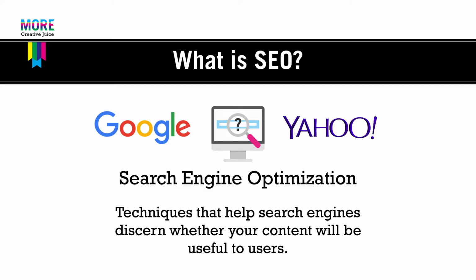But let's get to what is SEO. People ask that question a lot. It stands for search engine optimization, and basically SEO are techniques that help you be seen in search engines. It helps the search engines discern whether your content will be useful to its users. Search engines like Google and Yahoo, their little robots, are looking for content that will make a relevant search result for someone who is looking the information up. And SEO is something that you can do to help yourself be seen in those searches.